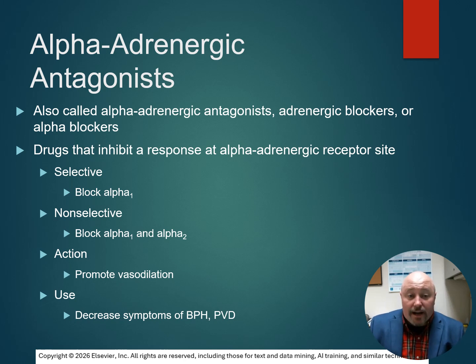Next would be alpha adrenergic antagonists, also called alpha blockers. These are drugs that inhibit a response of alpha adrenergic receptor sites, like selectively blocking alpha 1, or non-selectively blocking alpha 1 and alpha 2. These work to promote vasodilation while decreasing symptoms of things like BPH or PVD.